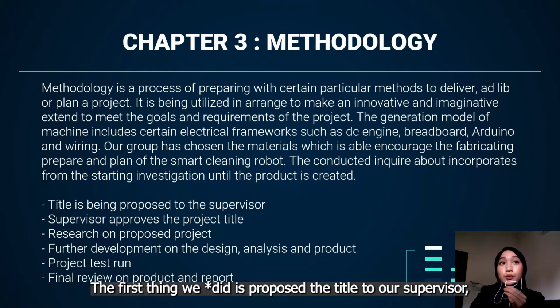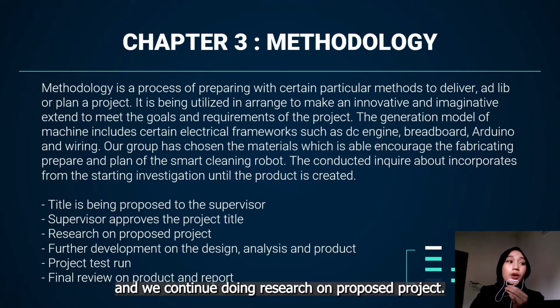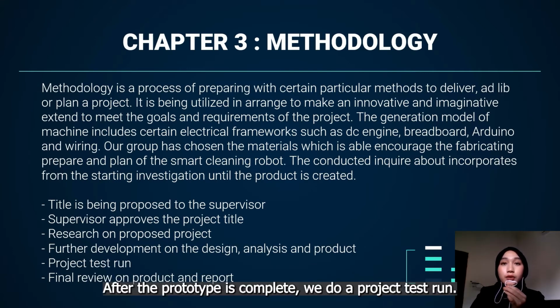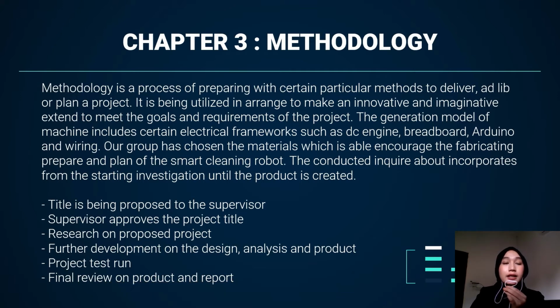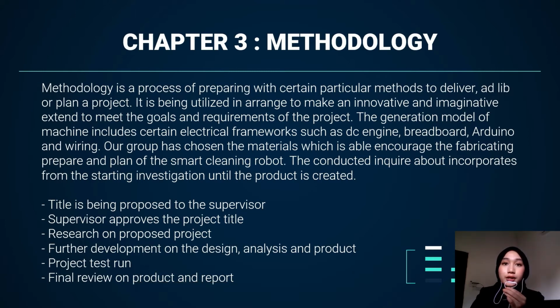So the first thing we do is we propose the title to the supervisor, and then the supervisor approves the project title, and we continue to do research and propose the project. And then we move further to the development of the design, analysis and product. After the prototype is complete, we do a project test run, and then the last one is we do a final review on the product and the report.